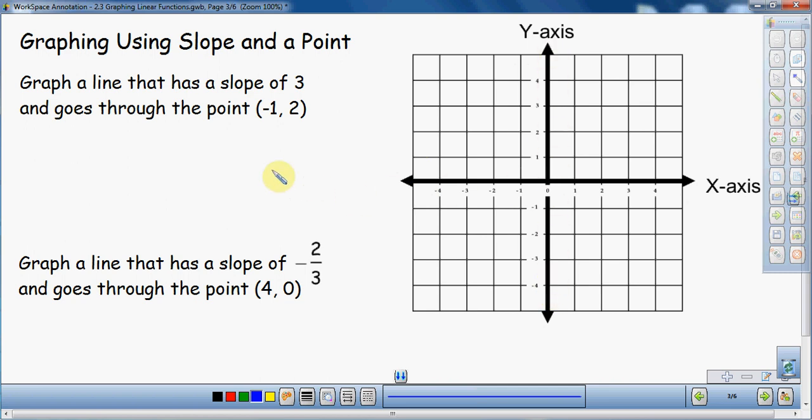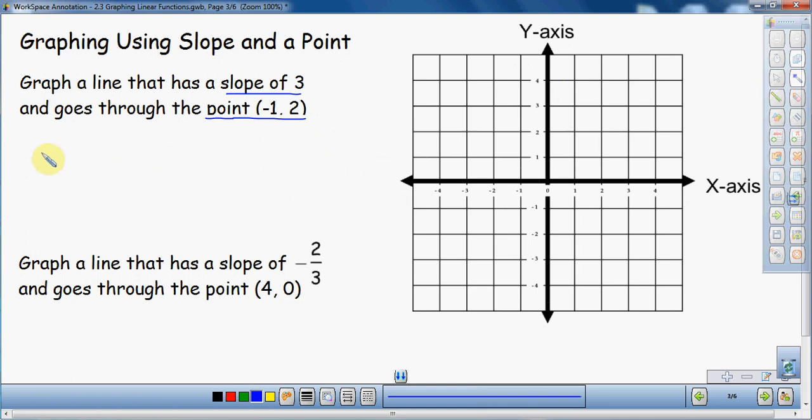Okay, so I'm just going to go over a couple of examples. Now, I'm assuming a couple of things at this point. I'm assuming you know what slope is. So when we have in our directions a slope of 3, and then a point, I'm assuming you know what a coordinate is, an XY coordinate. Okay, so I want to graph a line that has a slope of 3 and goes through the point negative 1, 2. Just with those two pieces of information, I can draw a line on my grid.